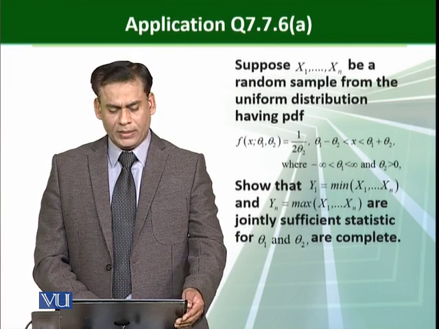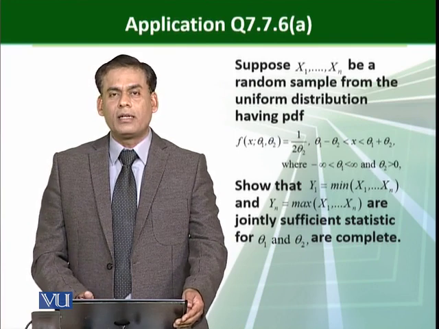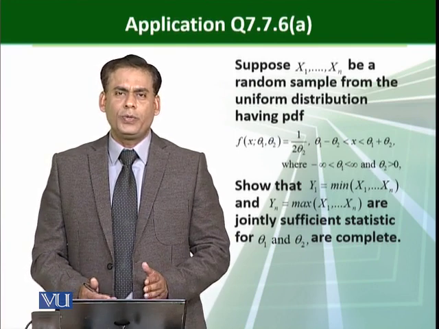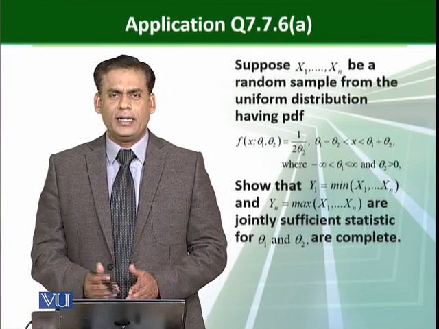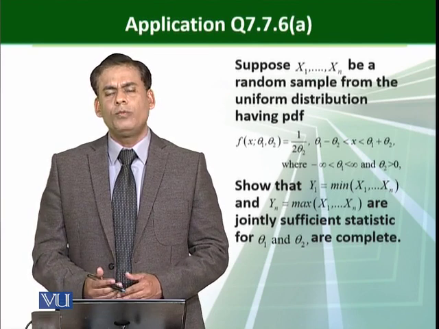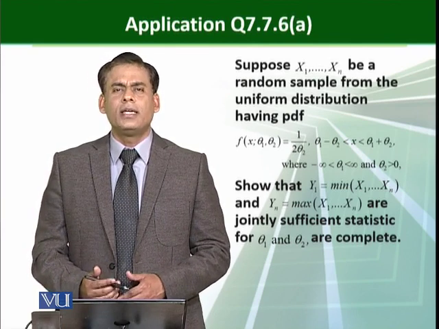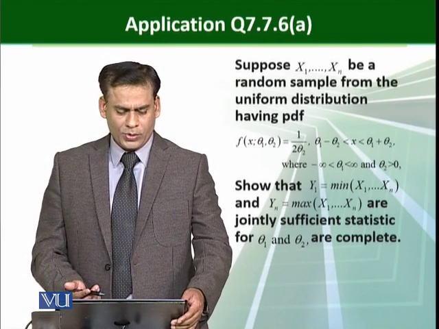for theta 1 and theta 2 and are complete also. So in this case we have to prove two things: one, that Y1 and Yn are jointly sufficient statistics, and secondly we also have to show that it is a complete family as well. So how do we proceed with that?